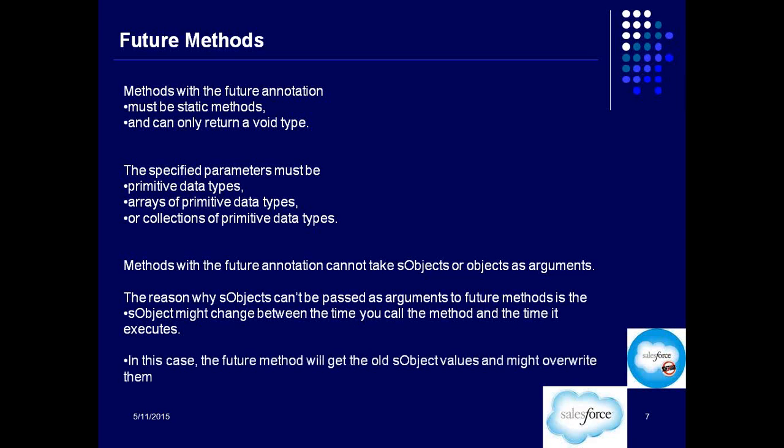In this case, if you still have to do some operation or some changes on an S object, the future method will get the old S object value and might override them. So the problem that happens with the future method is, if you pass an S object value and there is a change, the future method will get the old S object values. It will check the old object values and override the new ones. So to avoid that, we do not have the option of passing S object arguments here for a future method. Okay.